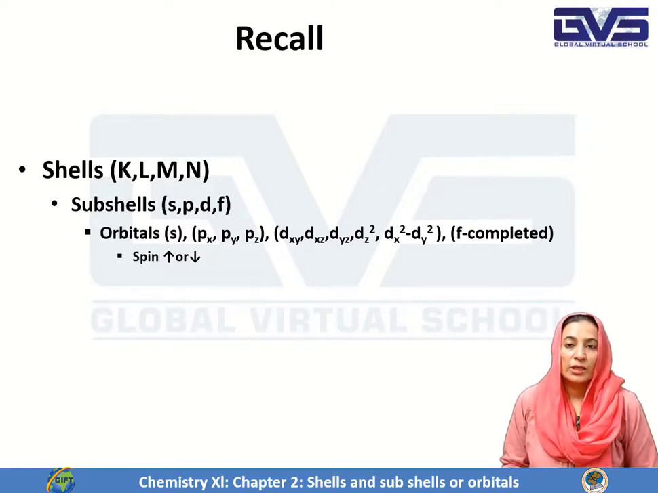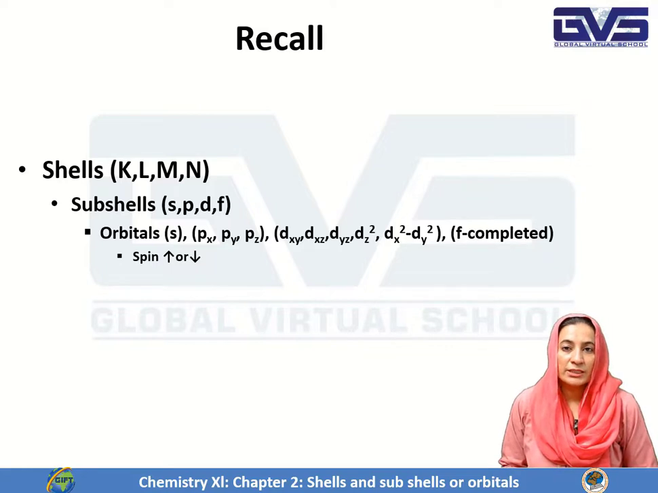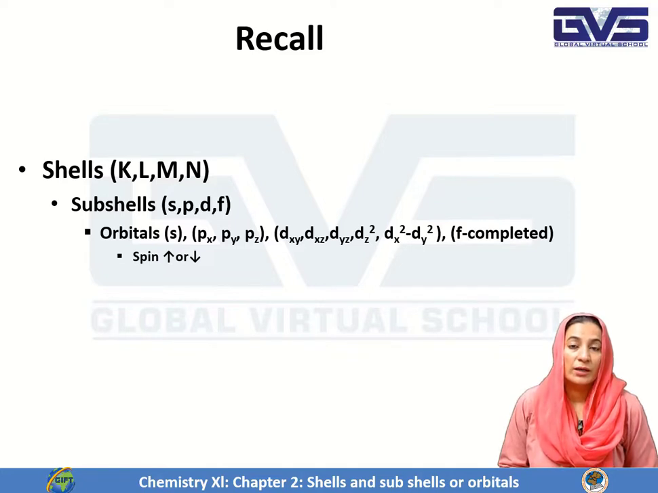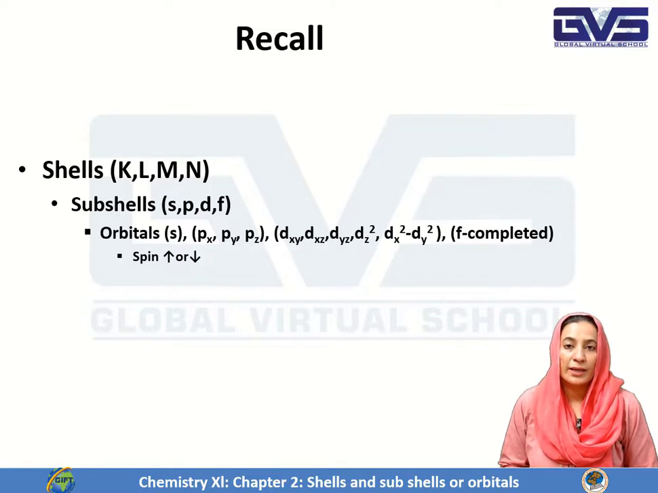And I will just quickly recall from the previous lecture about quantum numbers: principal quantum number, azimuthal quantum number, magnetic quantum number and spin quantum number. The principal quantum number is represented by n, and that shows the size of an atom, and the shells or orbits or energy levels. If it is the first shell, it is represented by K. If it is second, L, and so on, M, N.